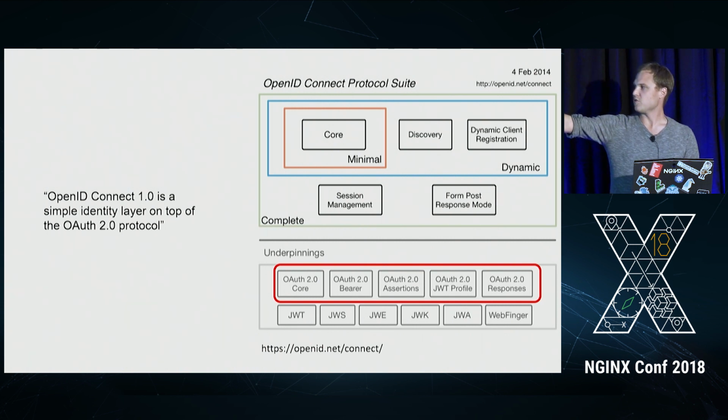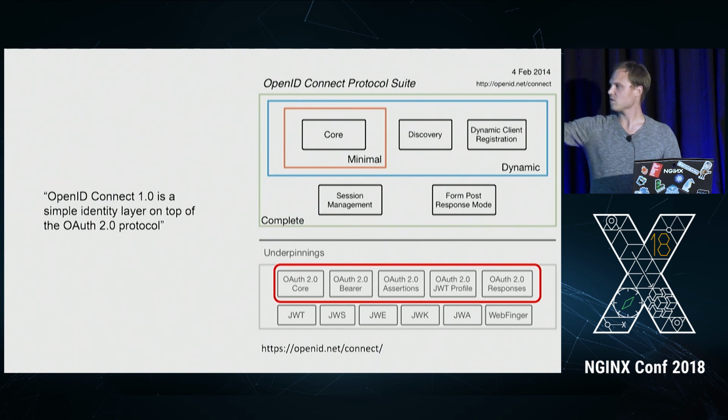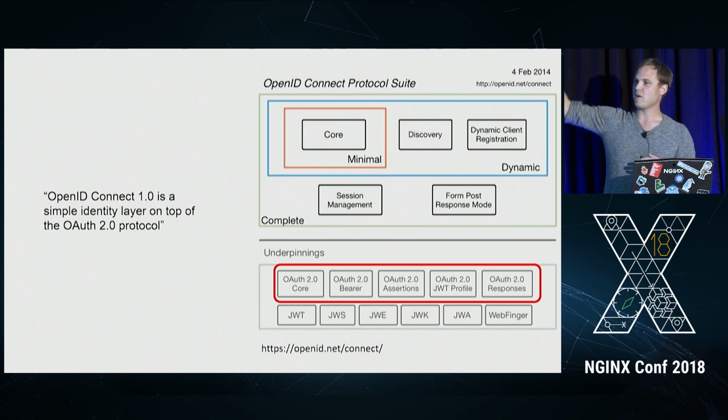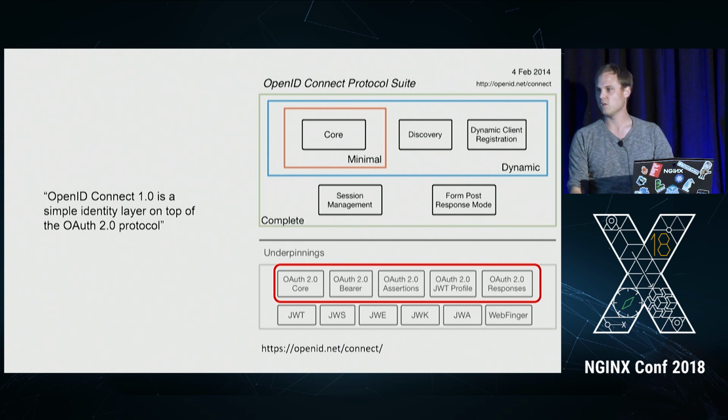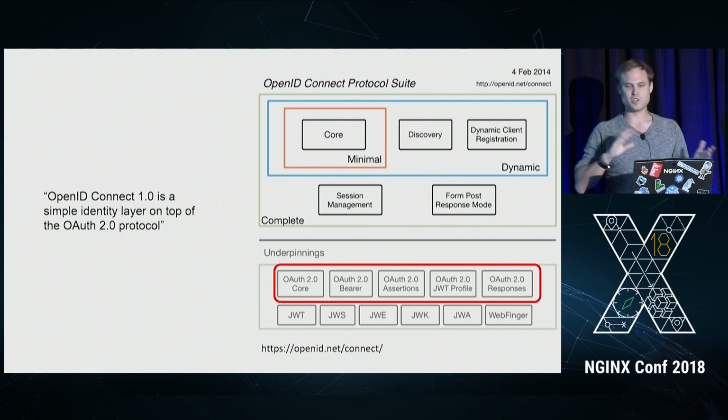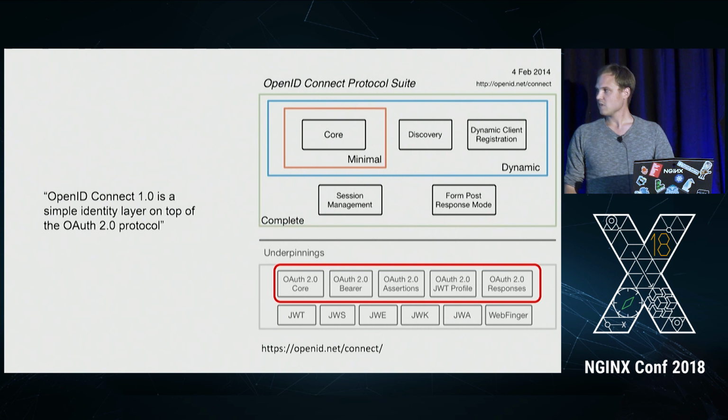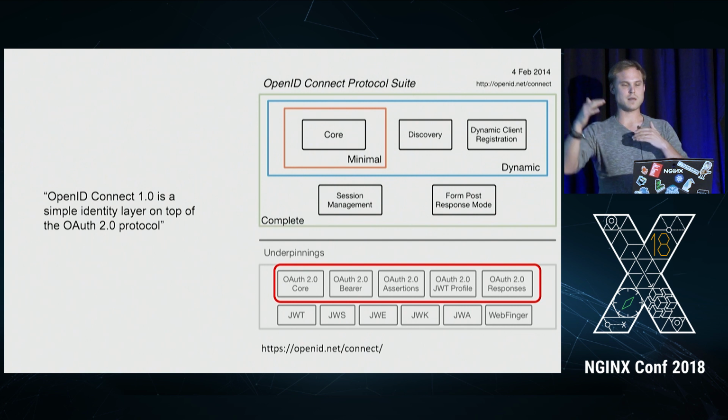You have the OAuth 2.0 core, it's in the red corner, the Bearer specification, the core specification, the JSON Web Token profiles, and all those things. And the OpenID Connect protocol suite is like a framework, a protocol suite on top of the OAuth 2.0 protocol. This is very, very important. So if you're really thinking about using OpenID Connect and OAuth with your NGINX Plus instances, you should consider this picture. OAuth and OpenID Connect come together, but they're not the same. They are completely different things.